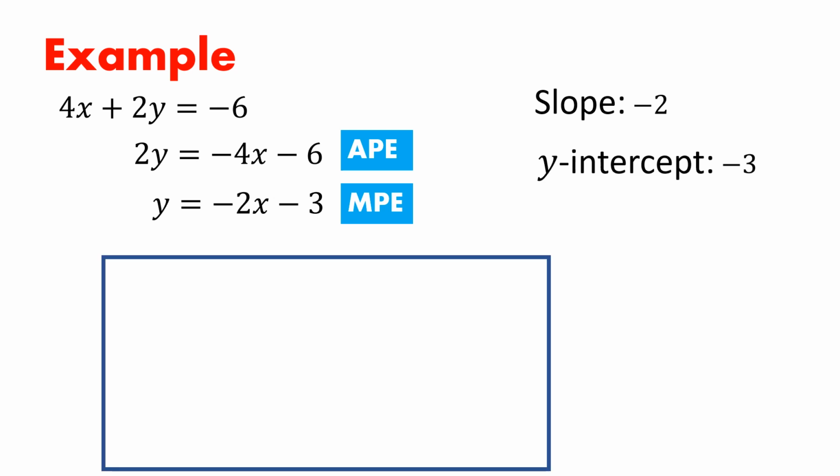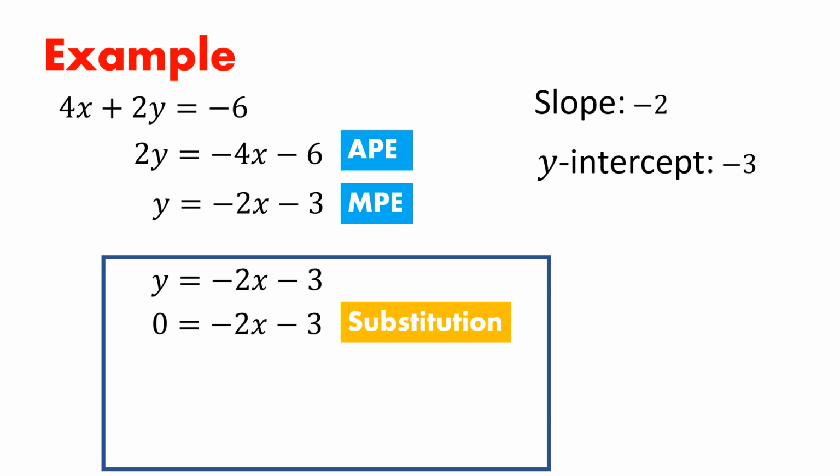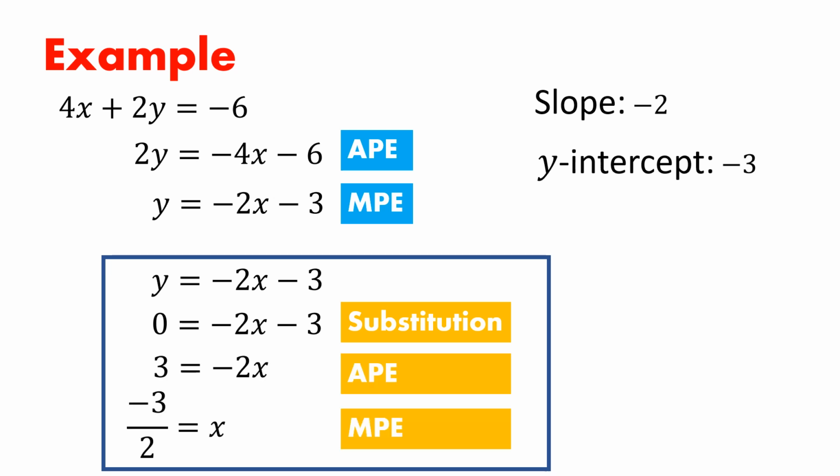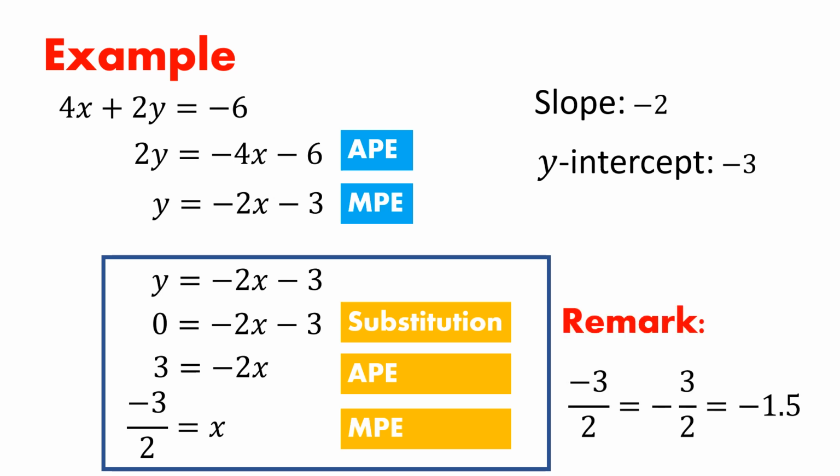To solve for the x-intercept, we substitute 0 to y. We apply addition property of equality as well as multiplication property of equality. Notice that negative 3 over 2 is equivalent to negative 3 halves and it is also equivalent to negative 1.5. Therefore, the x-intercept is negative 1.5.